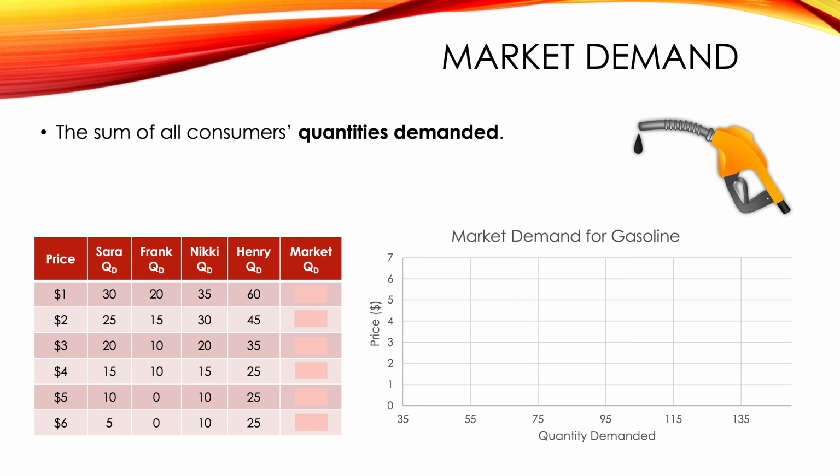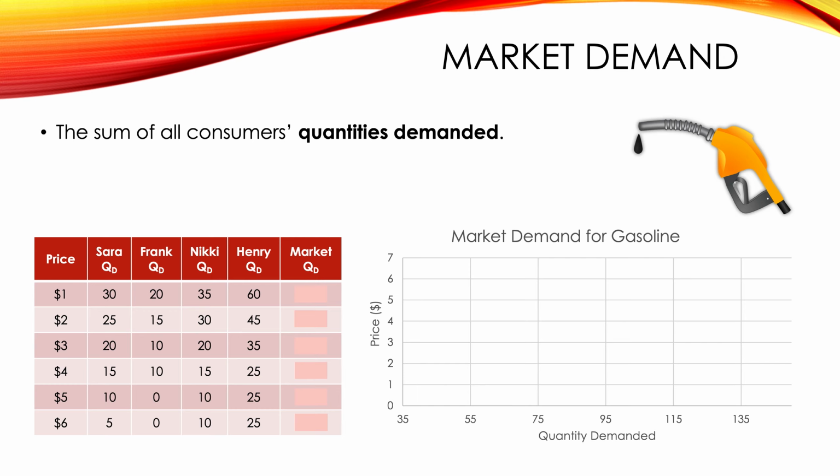But real quick, if you look at this, you might notice something interesting that we're going to come back to. You might notice that they all have different numbers, right? Frank's demand schedule looks different than Sarah's did. Nikki's looks different than either of theirs, and Henry's is much different as well. So think about that and why that is in the back of your mind. But let's first calculate market demand.